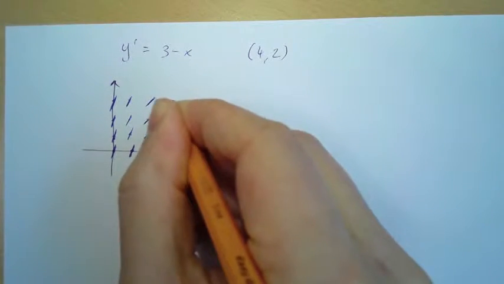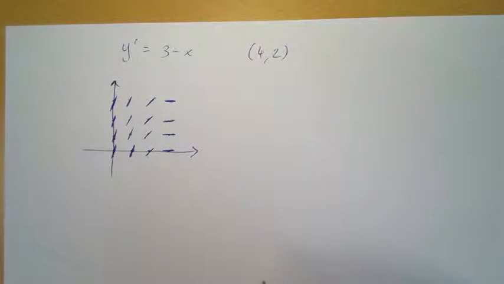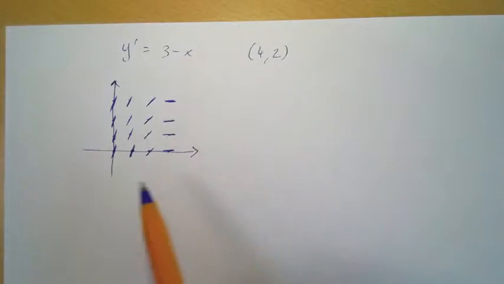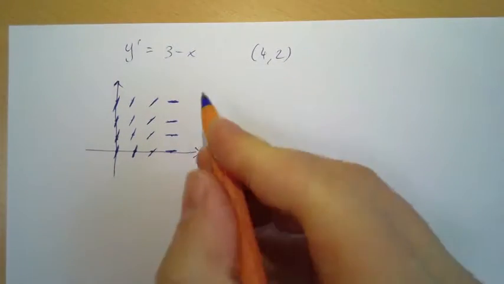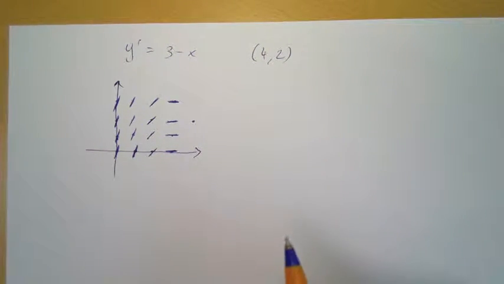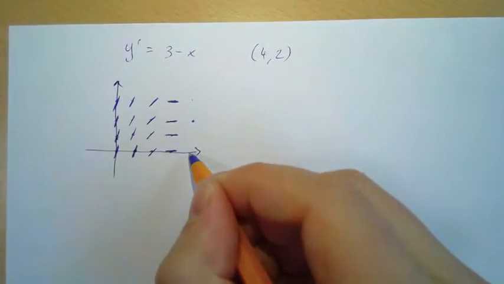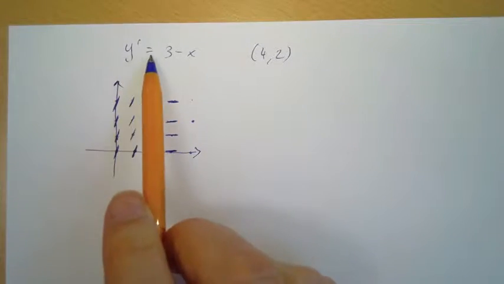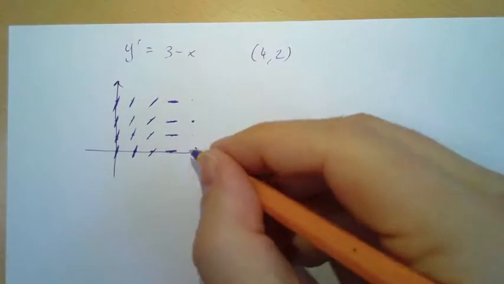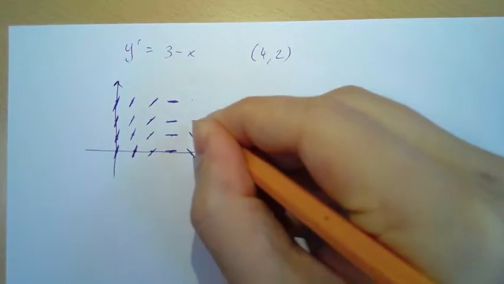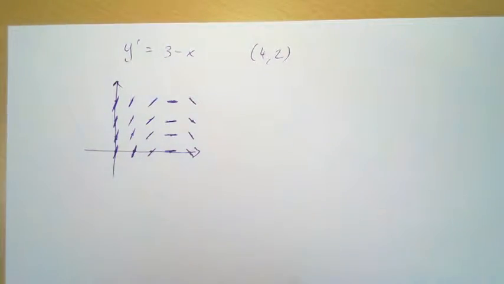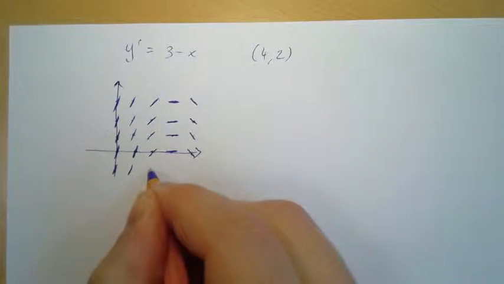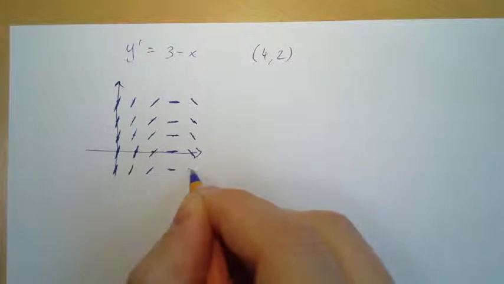Because we have to sketch the solution through the point (4, 2), I'm gonna go further and find the slopes at these points. When x equals 4, the slope is negative 1. So it's going down 45 degrees. If we wanted to draw more, we could, following the same pattern.